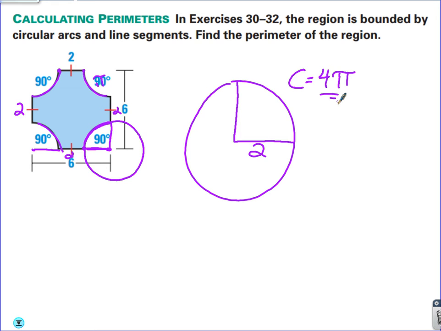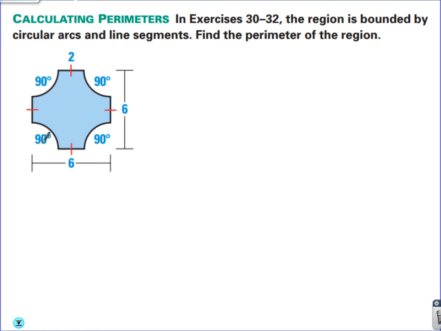So what is the circumference, or excuse me, I'm not going to say circumference. What is the perimeter of this shape? Well, you've got 2, 2, 2, and 2, which is 8. Plus the distance from here to here, here to here, here to here, and here to here would be 4 pi. That's the exact answer. 4 pi plus 8, which is about 20.56.